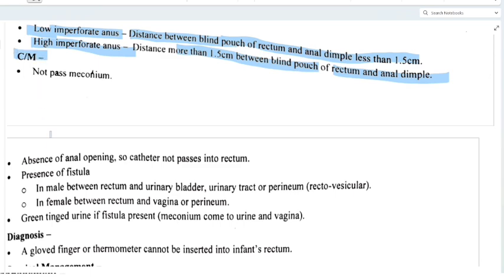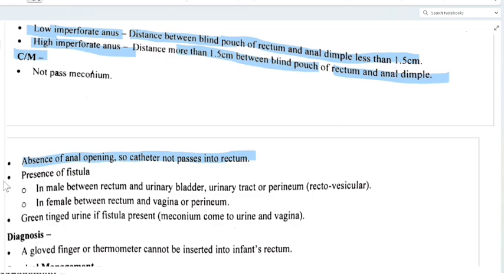So let's see. Then next one is absence of anal opening, so the catheter does not pass into the rectum. If there is no opening, then how will we pass the catheter, right? So that is also a clinical manifestation. Then there is a presence of fistula in male.